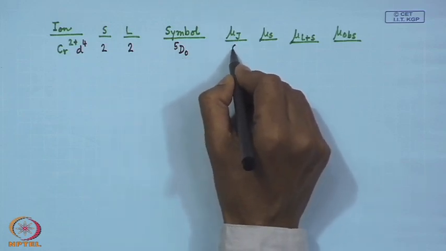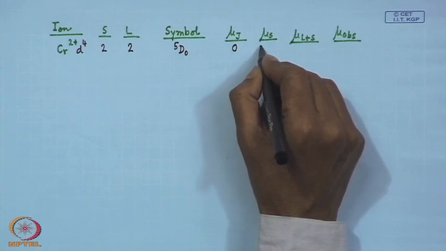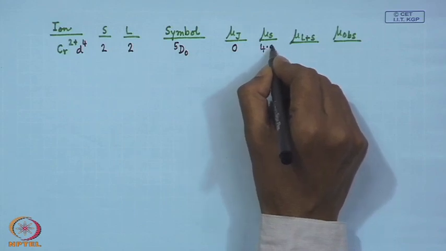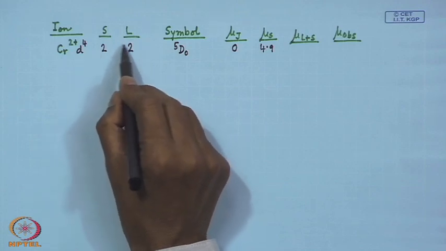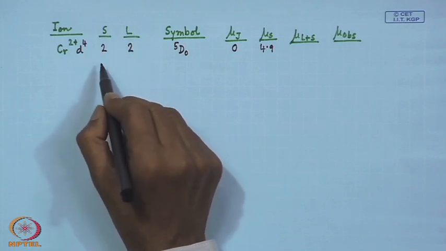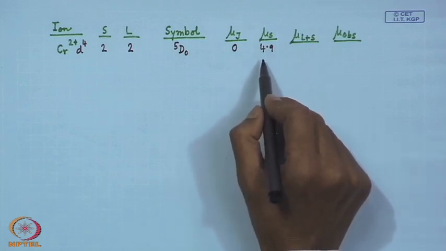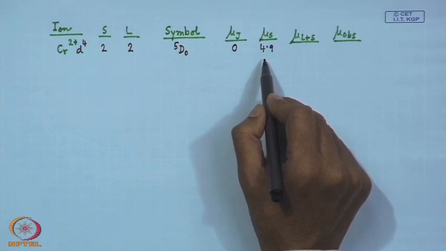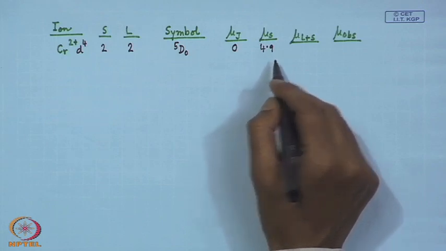So, mu J will therefore be 0, since this particular value of J is equal to 0, but mu S is equal to 4.9, which is related to the number of unpaired electrons equal to 4, and this 4 number of unpaired electrons, that means the n value equal to 4, that means it has the corresponding magnitude of root over 4 into 4 plus 2, that means root 24. So, root 24 is 4.9.